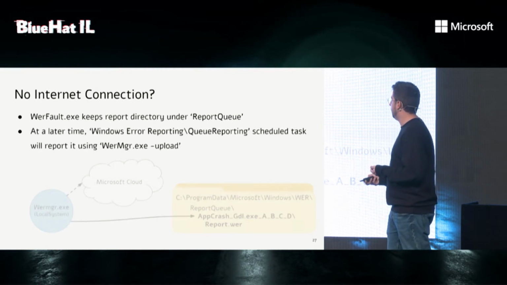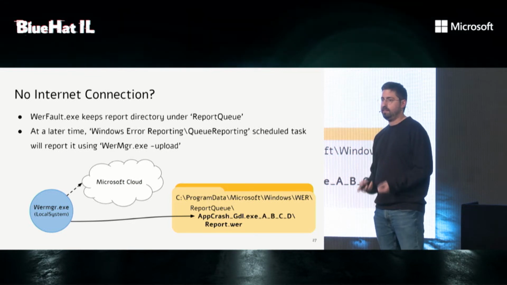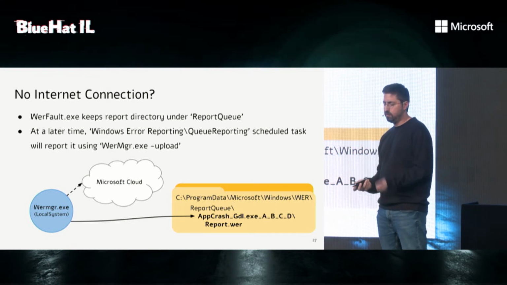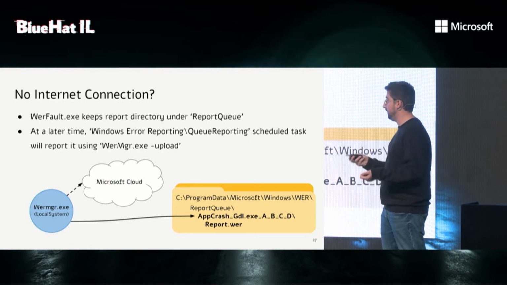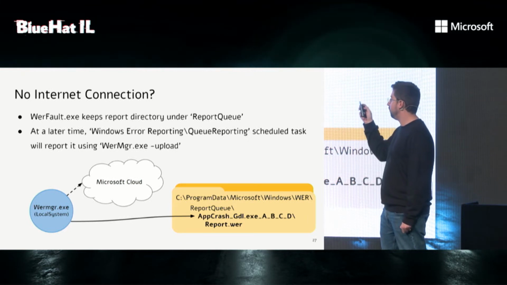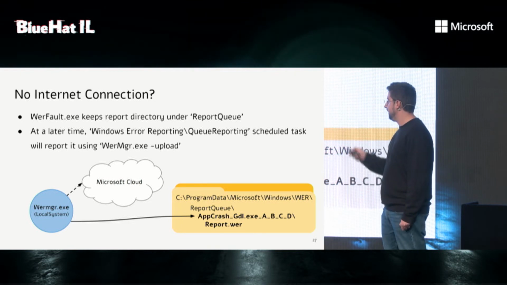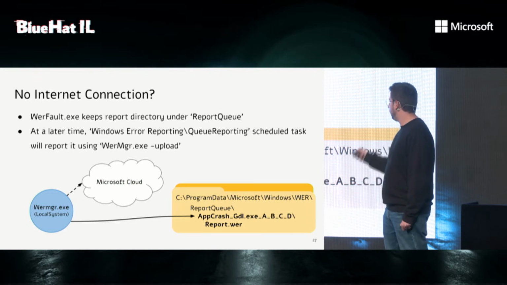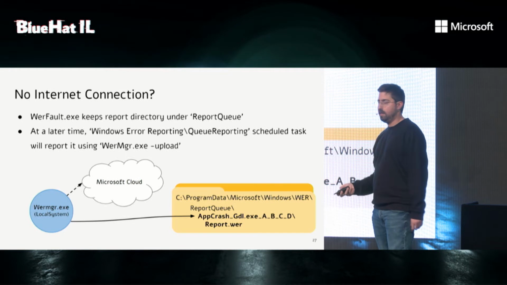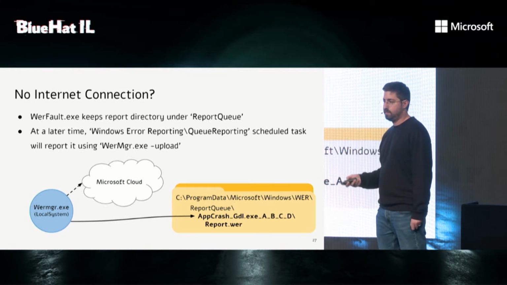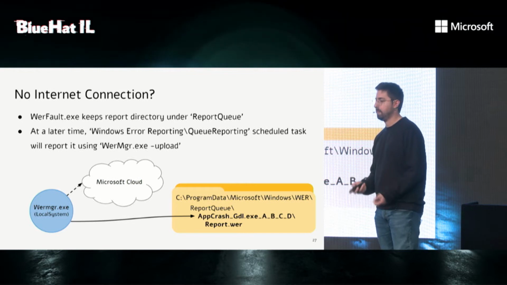And at a later time, the Windows Error Reporting QueueReporting scheduled task will execute. This task runs on demand under certain conditions, like when you connect to a new network or when you log in. And that scheduled task will run the binary wermgr.exe with the -upload command line as local system. And it will enumerate all the report directories under the ReportQueue, if there are any, parse the Report.wer files, and upload the data to Microsoft the same way WerFault does.